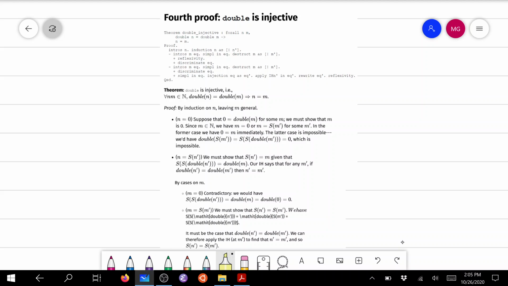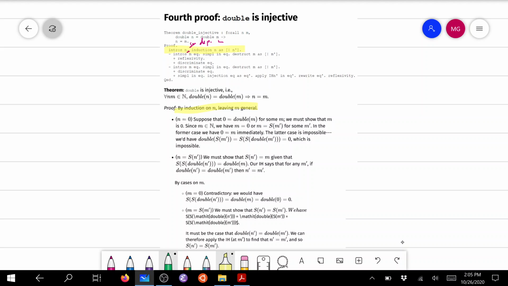Okay, so the first thing that happens of real note is by induction on n, leaving m general. Now that shows up here in the Coq as just an intros and an induction. Now we would do the exact same thing if we had said generalize dependent m, right? That wouldn't affect the text we would write in the informal proof at all. Generalize dependent is just a weird low-level Coq detail.